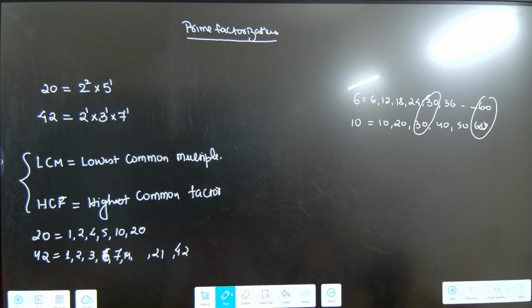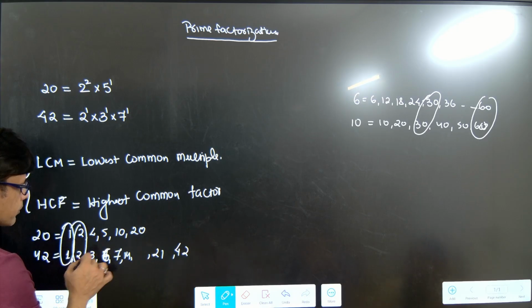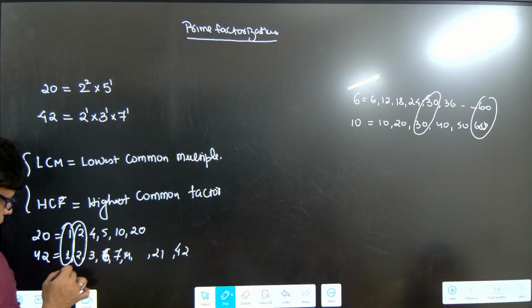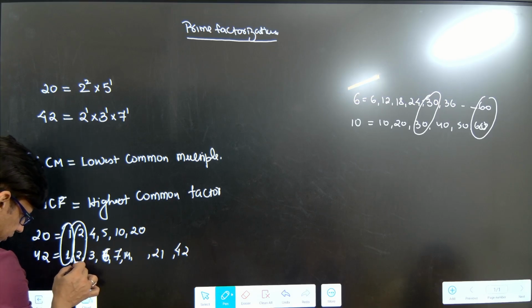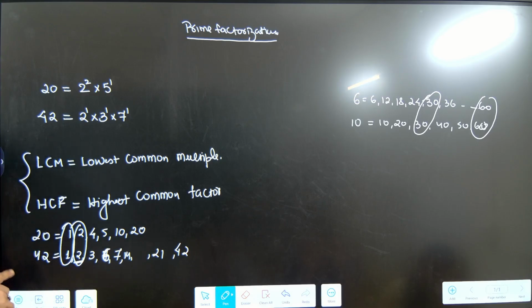So these are the factors or not? Now, what are the common factors? 1 and 2. Any other common factor? No. So among these, which is the highest common factor? 2. I asked you what the highest common factor of these two numbers is: it is 2.